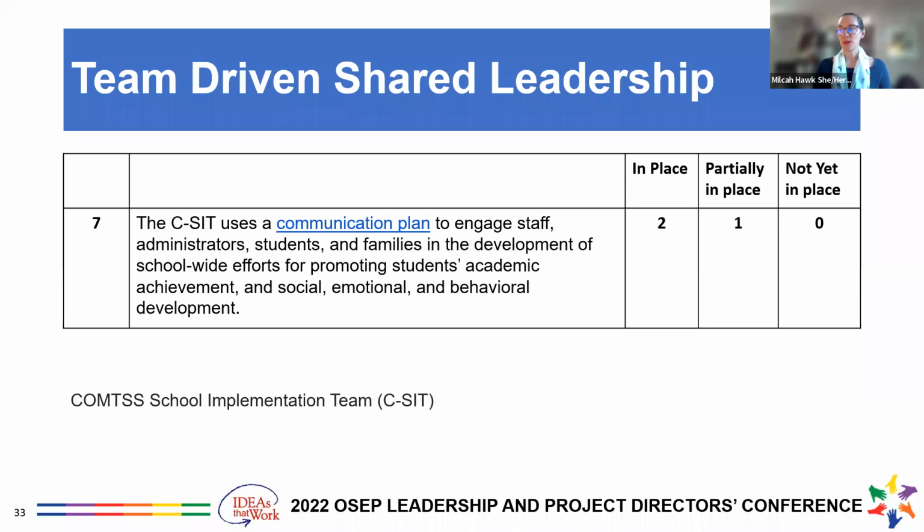CSIT stands for the COMTSS School Implementation Teams, which we have named as the team responsible for implementation of most items. Notice communication plan is a link that leads to more information. You will see other linked words in the following selected items, followed by the scoring, where 2 represents in place, 1 represents partially in place, and 0 represents not yet in place, as Erin had reviewed before.